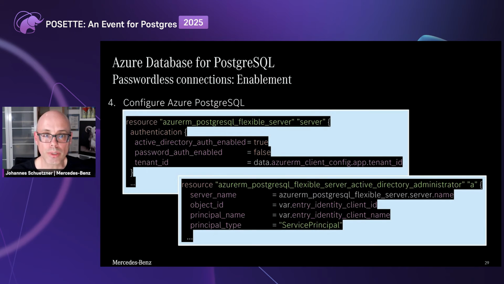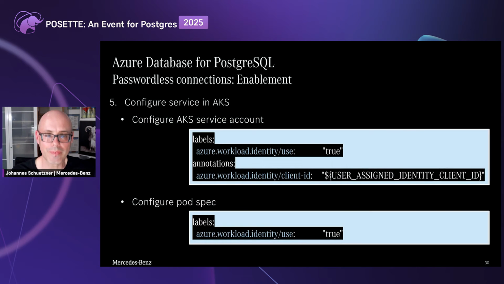Then in Postgres, you also need to enable this. What we saw earlier in the Azure portal, you can also configure this. And don't be confused by the naming. It's just the older name of Entra, which is Active Directory. So you enable this here, and then you can also provision the Active Directory administrator, so the Entra administrator in new naming.